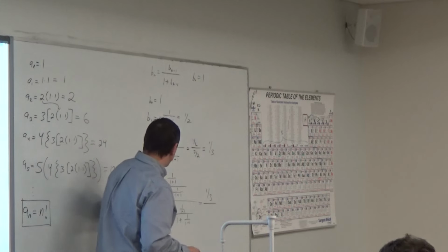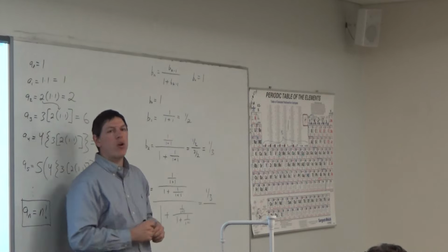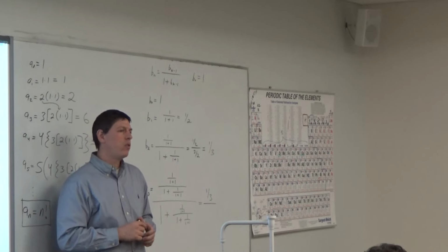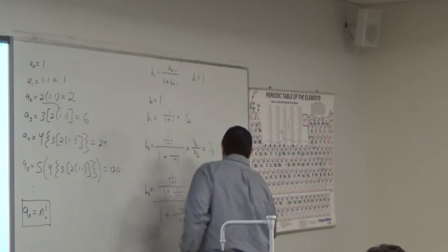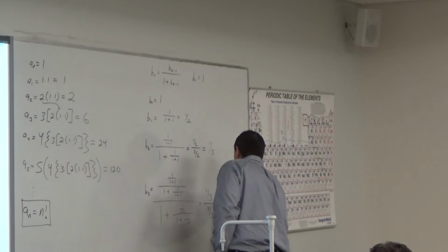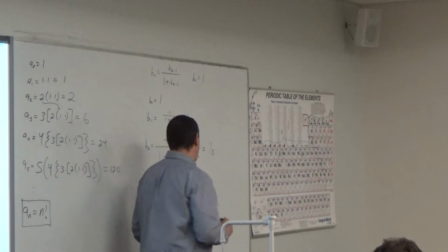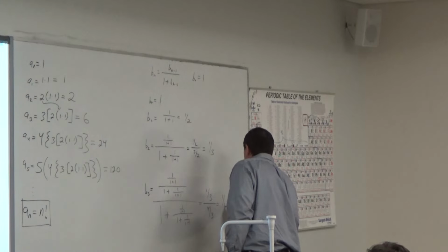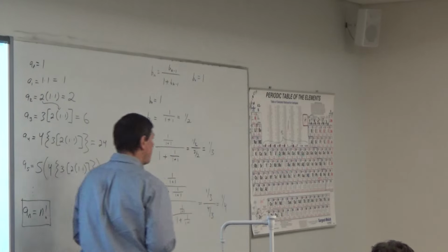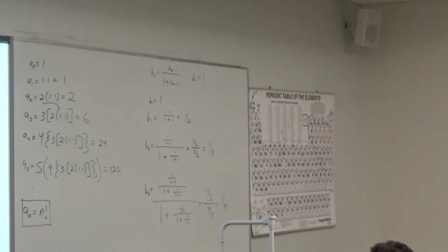The denominator is just going to be 1 plus 1/3. Or in other words, guys, what's the denominator? 4/3, right? And if we were to simplify that, guys, what does that work out to be? 1/4. Now we're seeing a pattern, aren't we, guys?